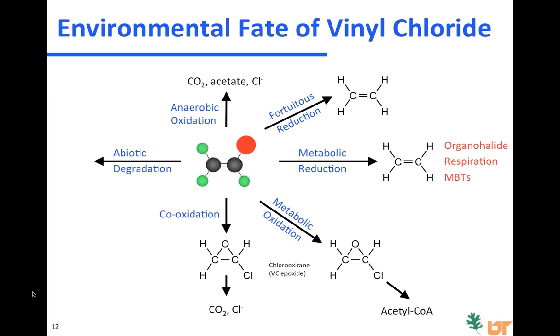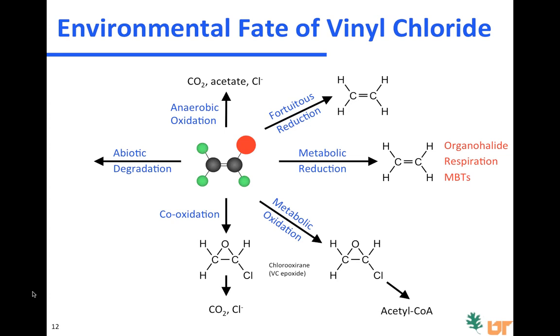So metabolic reduction. This is done by organohalide respiring bacteria, such as Dehalococcoides. The key thing to remember is that these organisms can only make a living with the chlorinated compound as a substrate to generate energy. So they require vinyl chloride to survive. And they cannot do anything else. That's all they can do. So if they see vinyl chloride, it's good food for them.